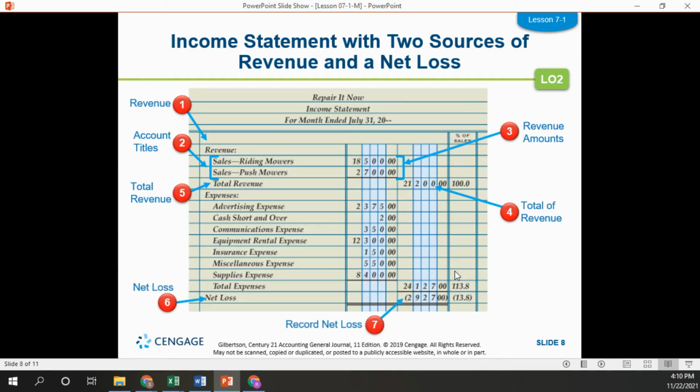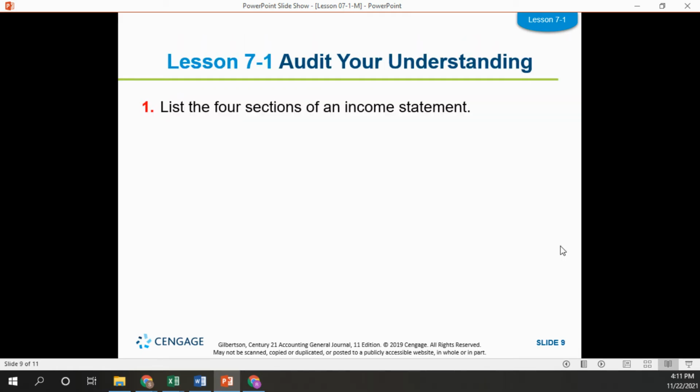Net loss, record net loss. So our expenses of 24,127 were greater than our income of 21,200. We had a net loss of 2,927. And you could look at this and ask, was equipment rental expense higher than normal? Did we spend an excessive amount on advertising? What's up with supplies expense? Why is supplies expense $8,400? Maybe I need to look and read up about Repair It Now. I don't totally understand that. But anyway, again, total expenses exceeded total revenues. We ended up with a net loss.